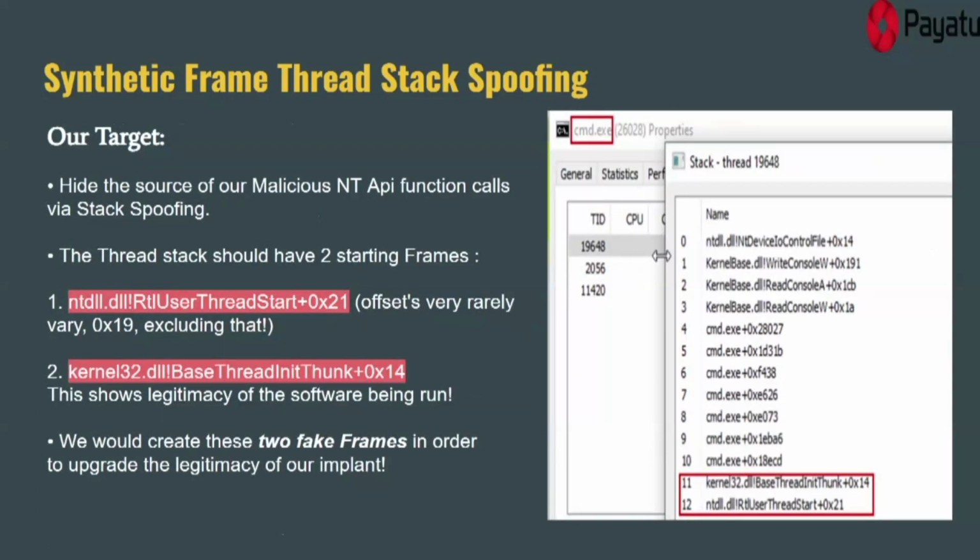So to avoid that issue, we have to do two things. One, hide our source, hide our malicious NT API function call via stack spoofing. That is number one. And the second one is, if you see this cmd.exe, which is a legitimate cmd.exe, the thread stack frame always starts with two frames. The first one is RtlUserThreadStart, and the second one is BaseThreadInitThunk.